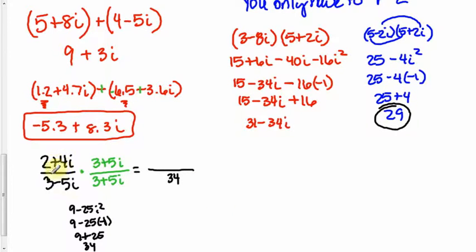How do I multiply this? Well, we just did it right here. What do you do with it? So binomial times binomial, FOIL, okay? So you're going to get 6 plus 10i plus 12i plus 20i squared.